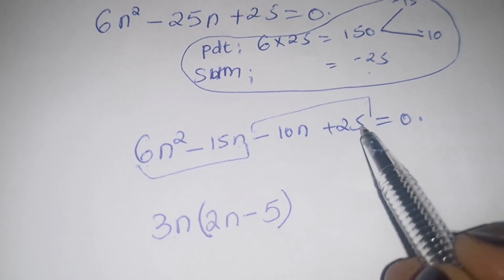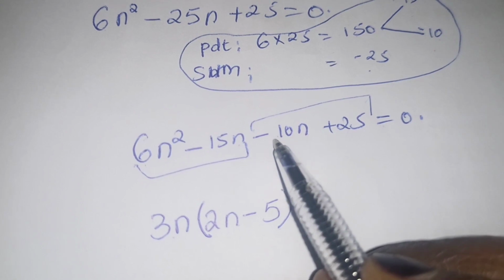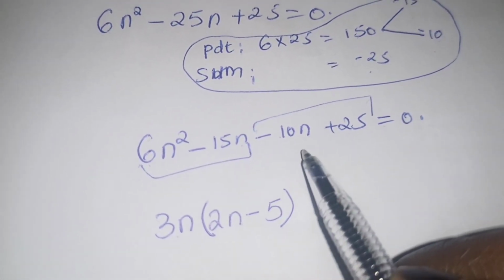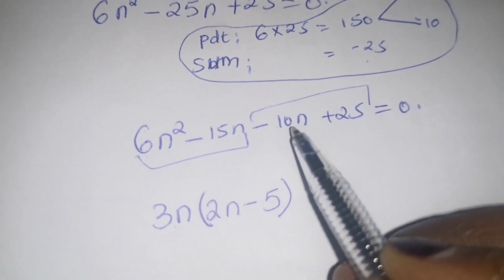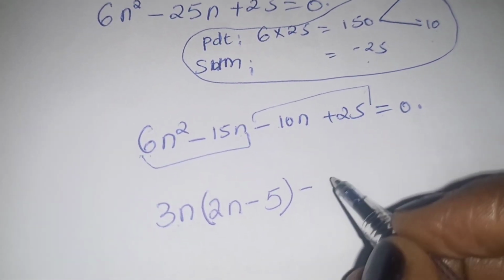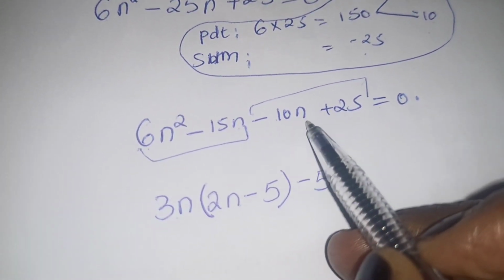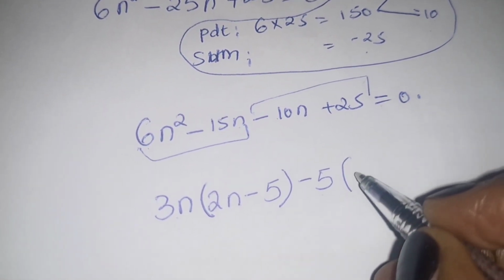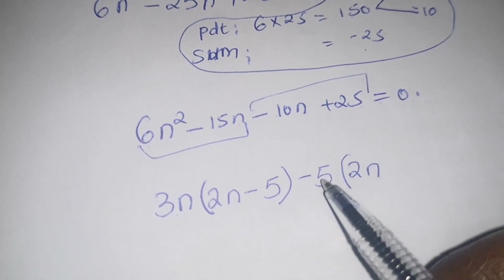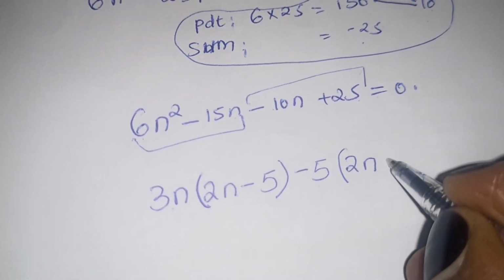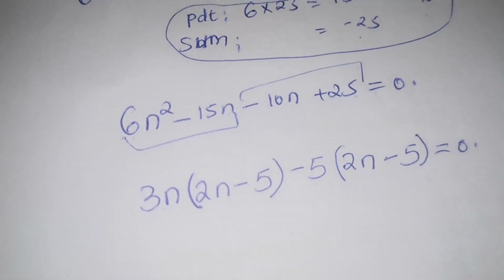And to our next pair, negative 10n and positive 25. So clearly, what is common between 10 and 25? We can see that 5 is common, and also the negative. So negative 5 is common. So minus 10n divided by negative 5 gives us 2n. Then positive 25 divided by negative 5 gives us negative 5. Then is equal to 0.